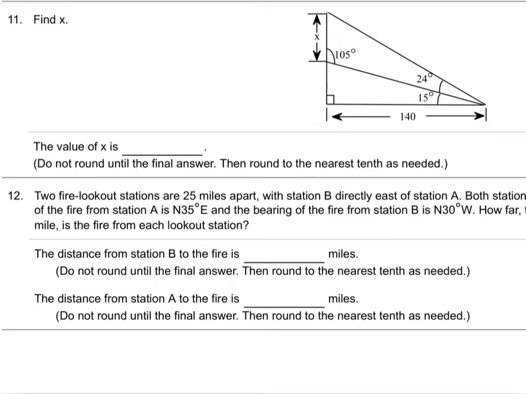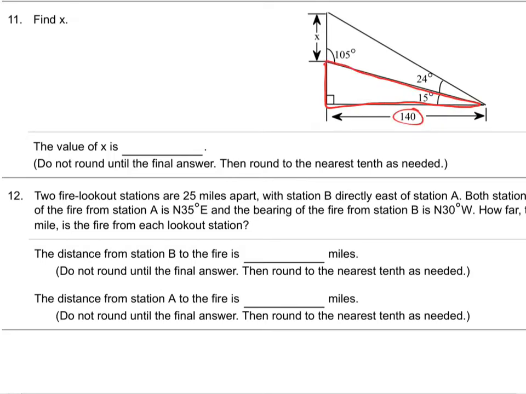Number 11. So I'm trying to find x. This is a similar situation. I cannot start with this triangle up here where my x is. I can't start with that because I don't know any of those sides. You can't do anything with law of sines or SOHCAHTOA if you don't know any sides. That's no good. So I can't start there. So I'm going to start with the triangle down here where I do know one of the sides, the 140.